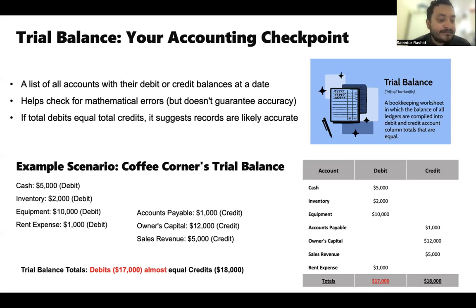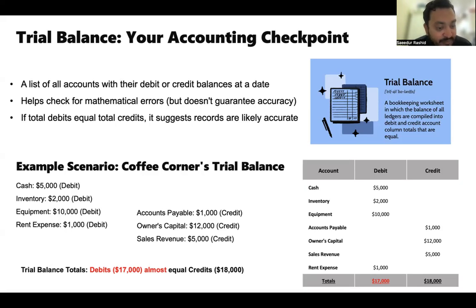This slide shows a snapshot of their accounts and their corresponding balances after a month of operation. Here we can see various accounts such as cash, inventory, equipment, and even the owner's initial investment. We also have accounts for revenue generated, like sales, and expenses incurred, like rent.